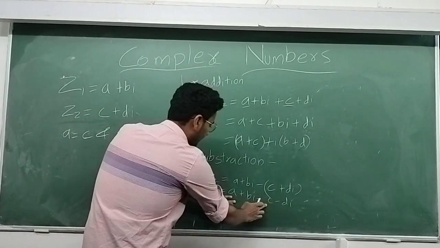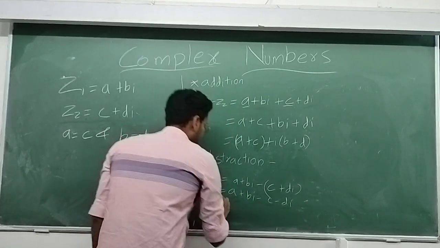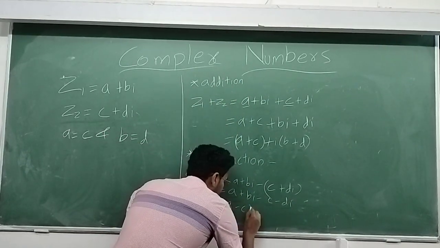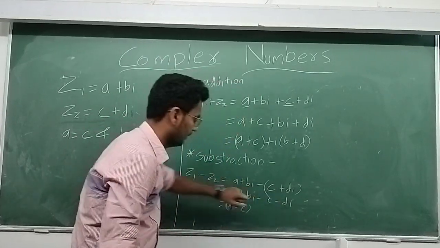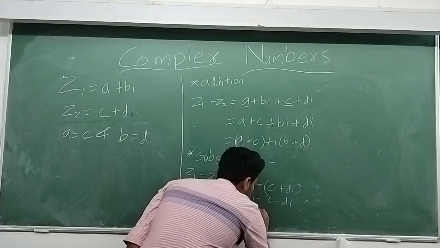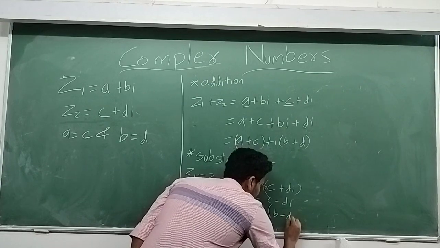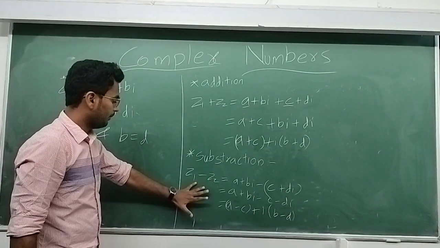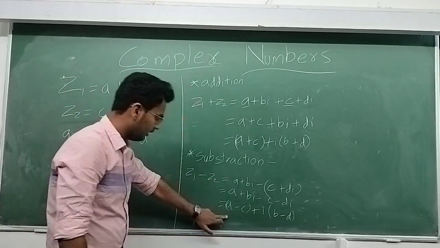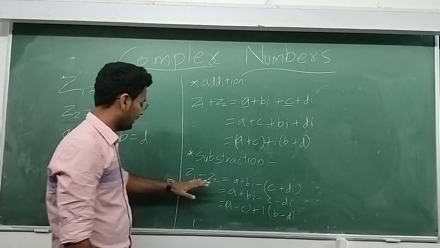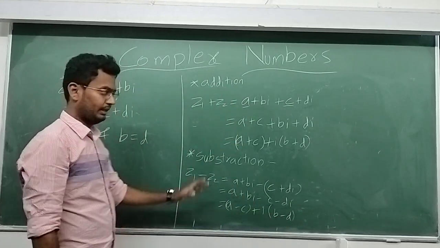Therefore, combining the real parts of this and this, and the imaginary parts of this, writing a minus c in one bracket. Here we can take i common from both imaginary parts. Therefore, this is equal to plus i in the bracket b minus d. The real part of z1 minus z2 is a minus c, and the imaginary part of z1 minus z2 is b minus d. Like this.